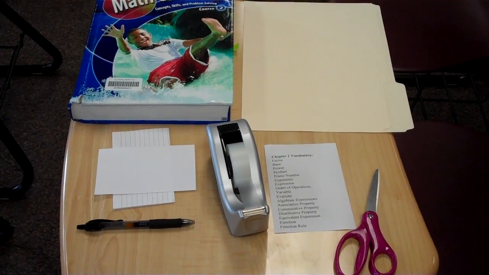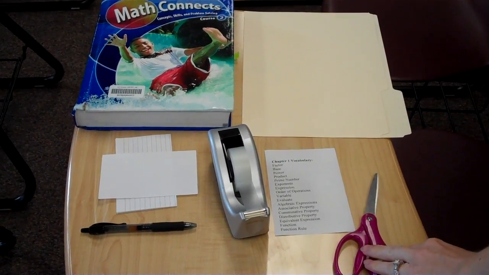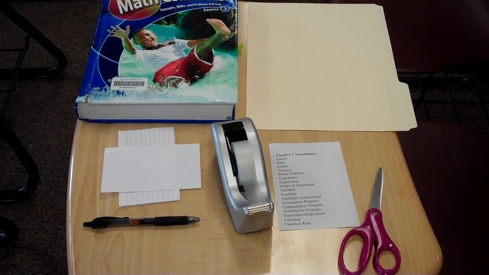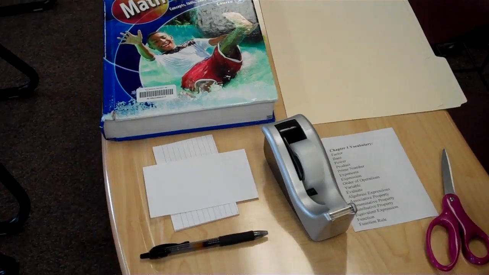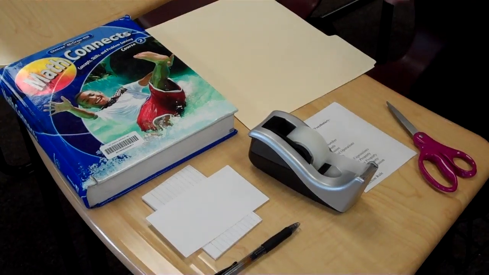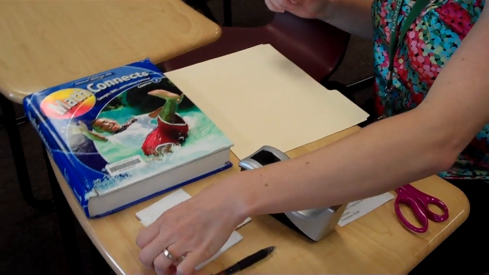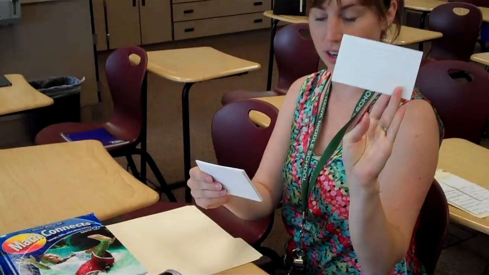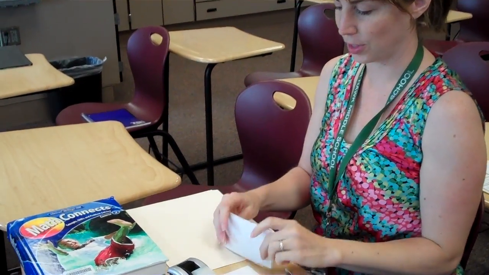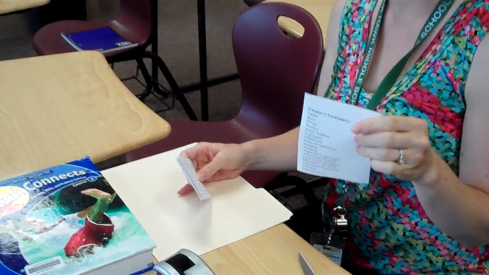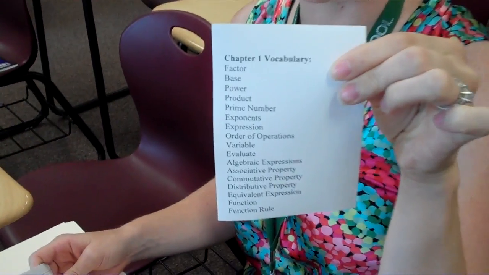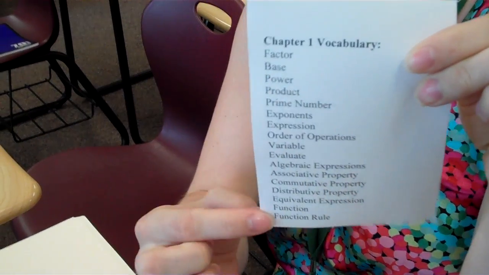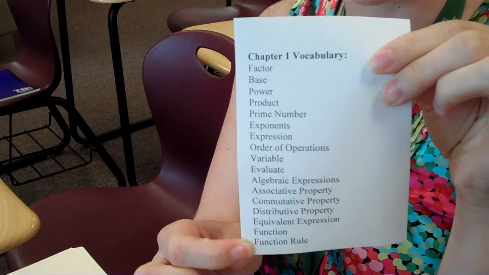These are the supplies that you will need to create a vocabulary flip chart to study your vocabulary words. I'm going to show you how to make this flip chart. First, you're going to start off with index cards, note cards that you're going to use with your vocabulary words. You should have a little sheet of paper with your words. Count your words. There happen to be 17 for chapter 1.